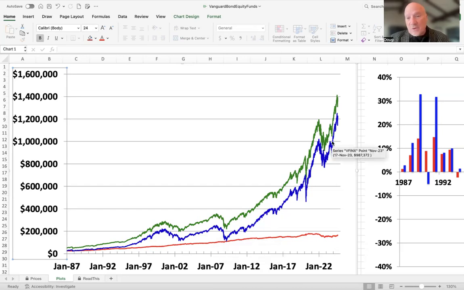Obviously, there's been a great bull market since then, but we don't want to look at where we end up and then say, well, I should have put all my money in equities, because we don't know that this is what was going to happen.